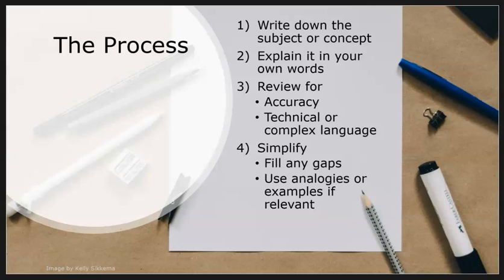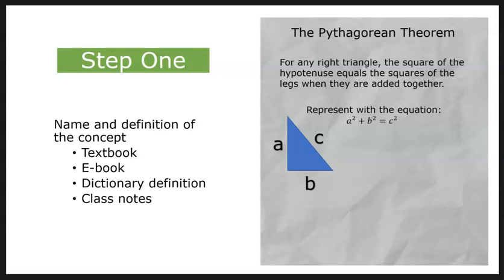Let's look at an example using the Pythagorean theorem. For step 1, write the name of the concept at the top of a sheet of paper. Underneath it, write the definition of the concept, either from your textbook or ebook, a dictionary definition, or class notes from your instructor's lecture. Take the Pythagorean theorem, for example. It states, for any right triangle, the square of the hypotenuse equals the square of the legs when they are added together. And the Pythagorean theorem is represented with the equation a squared plus b squared equals c squared.